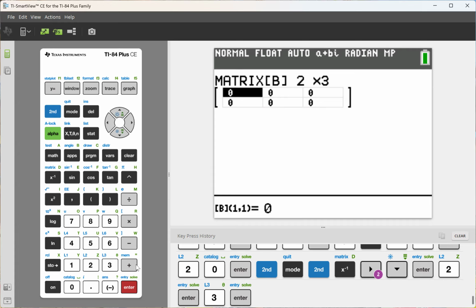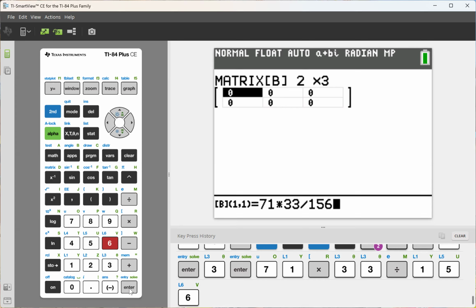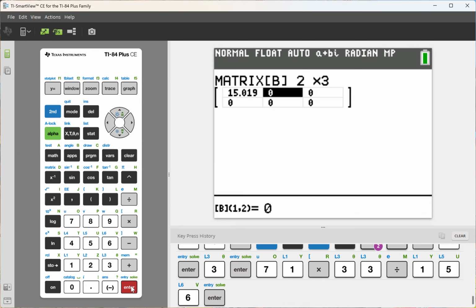So the first row in that table, its sum was 71. So I take 71. The first column total was 33. So I multiply that by 33. And I divide that by the total, and that was 156. So the expected value in the first row, first column, is 15.02. And then I repeat the process for the remainder of the elements in the table.